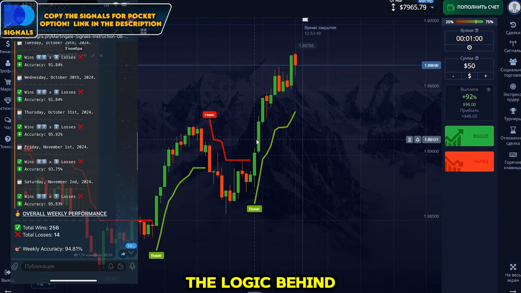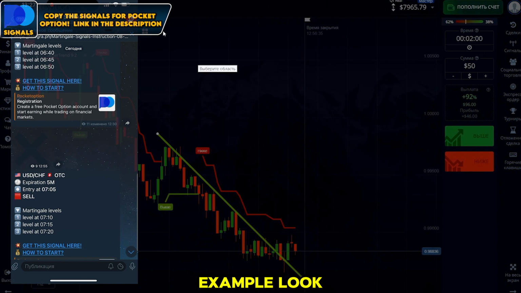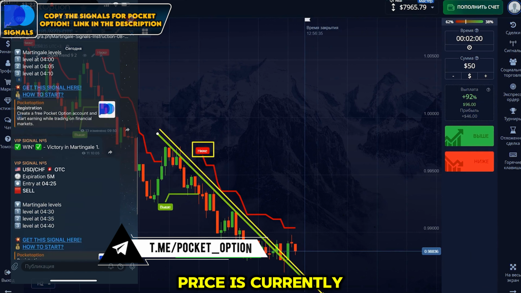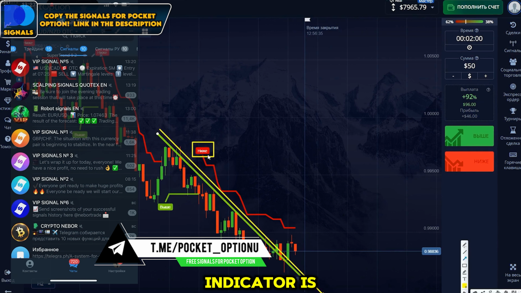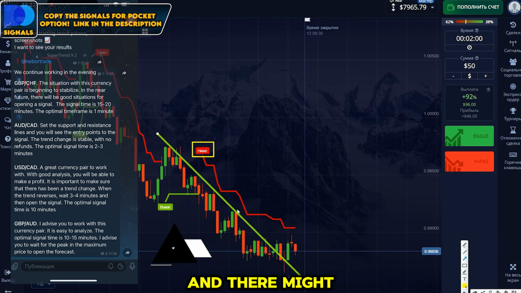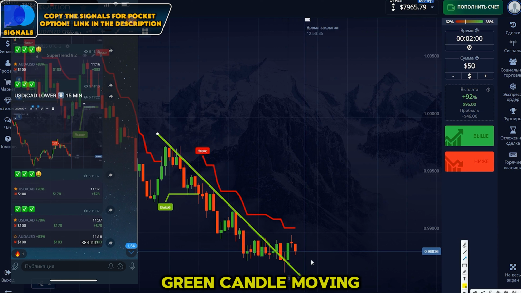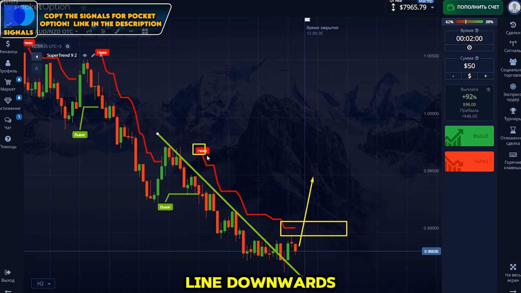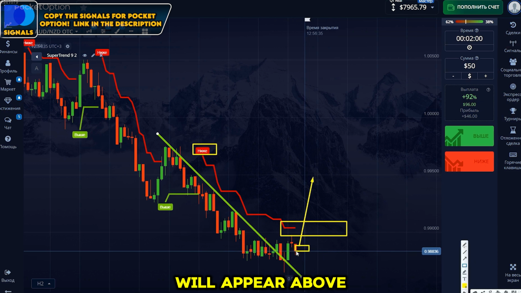Now I'll explain the logic behind entering a trade, and give you an example. Look, when the signal is below, it means the price is currently going down, and the red line of this indicator is moving in the direction of the price. There might be a situation where the price opens with a green candle moving from the bottom up and crosses the red line. This candle will essentially break our previous signal line. After this crossing, a signal will appear above the green candle, like here, for example.